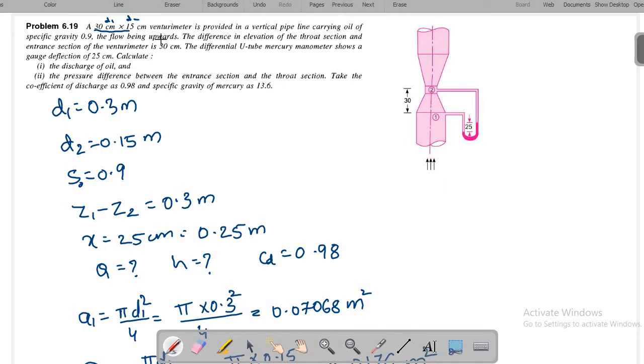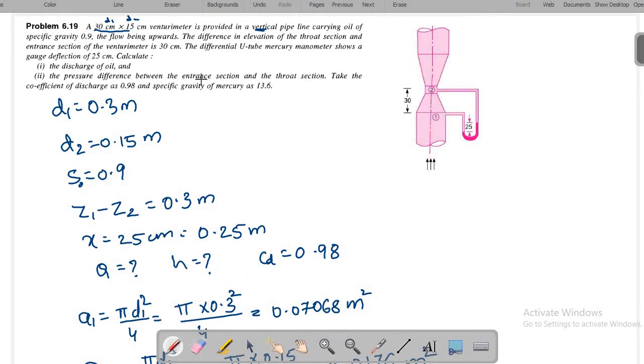Okay, venturimeter is provided in a vertical pipeline. Now it is vertical. Previous all the problems are with horizontal, but this is different. That's what I brought you. Okay, so vertical pipeline carrying oil of specific gravity 0.9, flow is being upwards, so the flow is going in the upward direction. This diagram you can see here. Okay, so which is a venturimeter, and the water is flowing in the upward direction. That is shown in the figure.